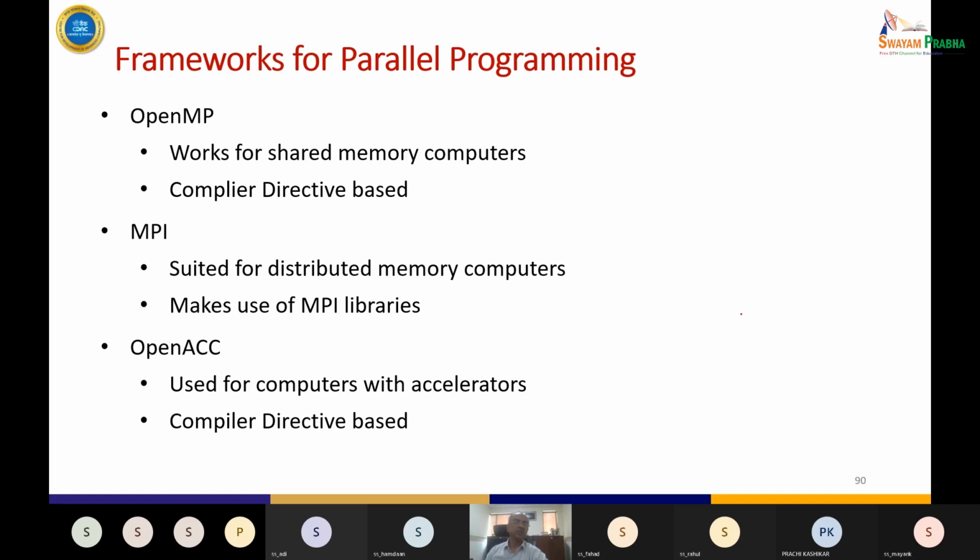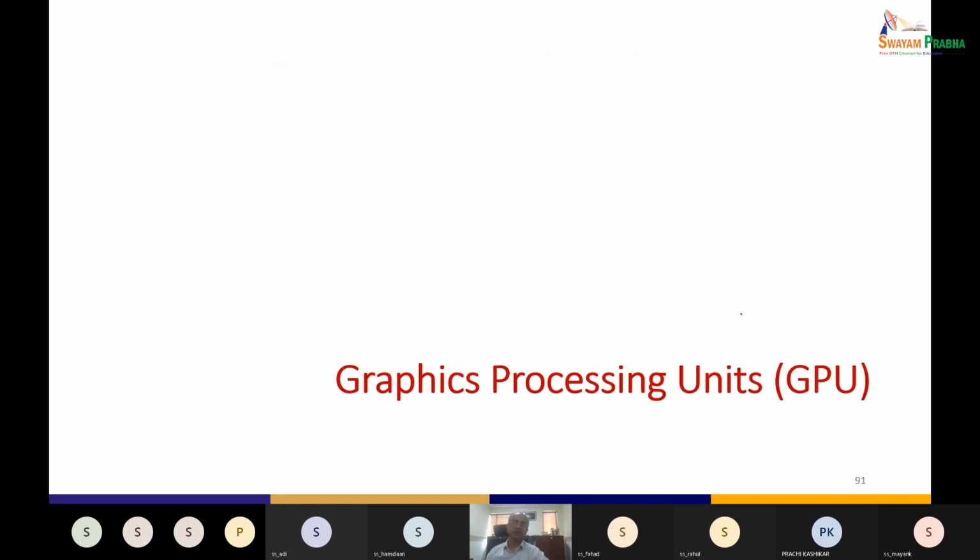MPI is suited for distributed memory computers. OpenMP will not work on distributed memory computers. MPI makes use of libraries, so it's not compiler directive based. Preeti will explain this in detail tomorrow. OpenACC is used with GPU cards; through compiler directives, you can accelerate some part of your code. So MPI will be covered tomorrow. These are the frameworks that one has to use. And there is one more, which is used with the graphics processing unit. Any questions so far?